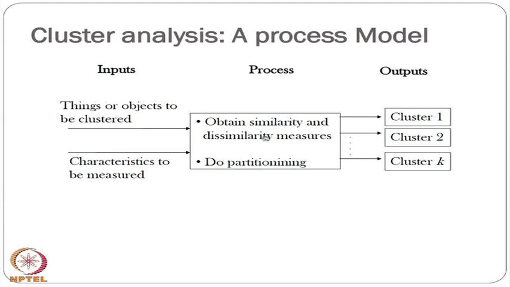Then the process is, you have to find out the way of clustering, that means you require a measure which will tell you that some of the objects or items are similar, some of the objects and items are dissimilar, hence the similar items will be joined in group 1 or in a group, and dissimilar will be in different groups, and that process is known as partitioning also. Then the output of this cluster model will be several clusters or groups.